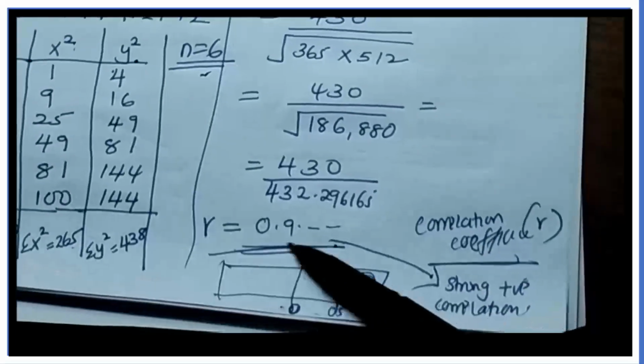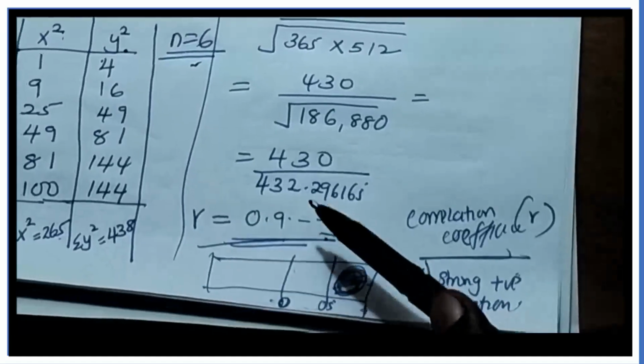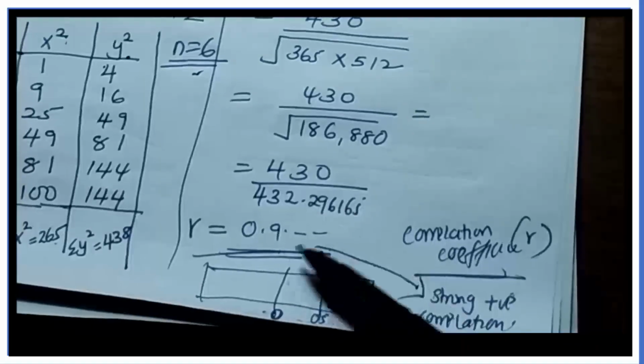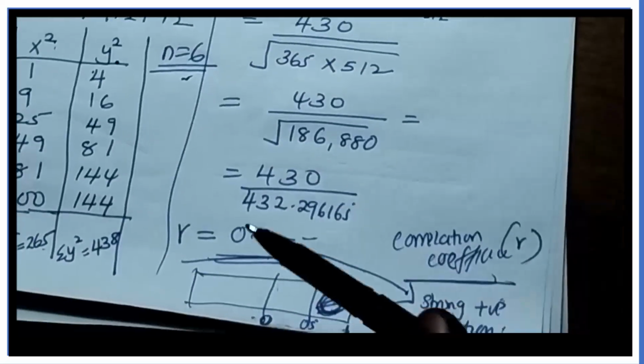So in simple terms, it means that the relationship between sales and profit is positive, and it's a strong relationship. The more you make sales, the more you make profit.